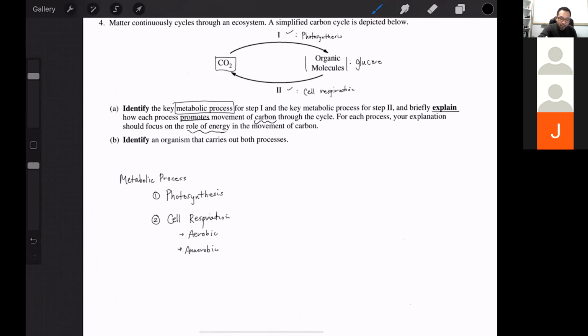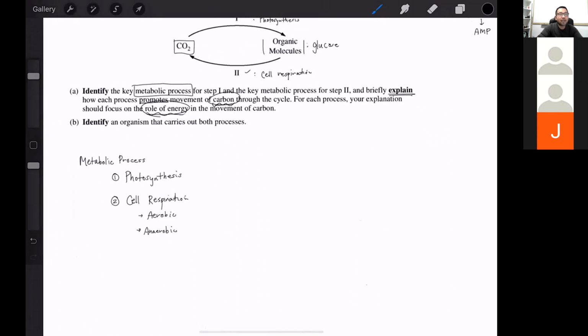But when they say, you know what, you need to explain how it promotes the movement of carbon through the cycle and talking about the focus of energy, I want to just create a brief table here that I think might be helpful to you guys in terms of knowing the right terminologies to use in a question like this. We have 2 main types of reactions that we're looking at here. One of which is called the anabolic reaction, and the other is called the catabolic reaction. So maybe I'm just going to make a table here. Let's say the type of reaction is either anabolic or catabolic.